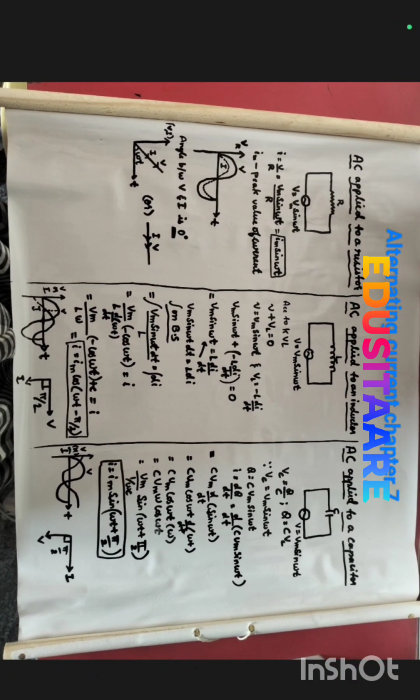Today we will be seeing class 12 chapter 7 physics, alternating current. Today's topic is alternating current or AC voltage applied across resistor, inductor and capacitor. I have made three distinctions so that it will be easy to understand and also to make notes.